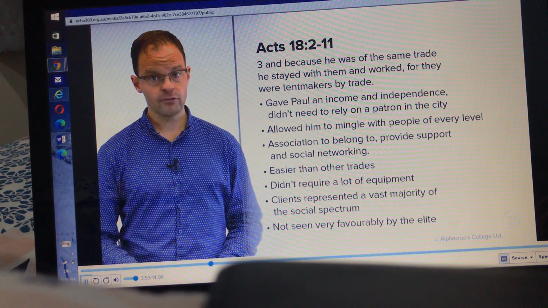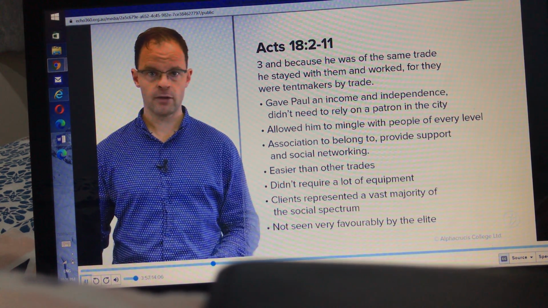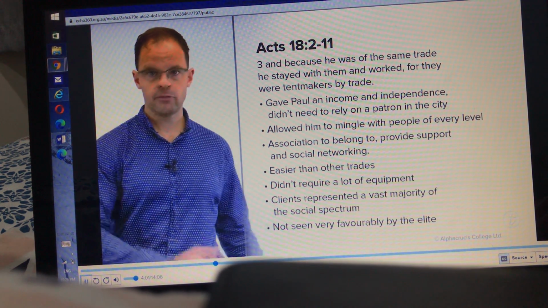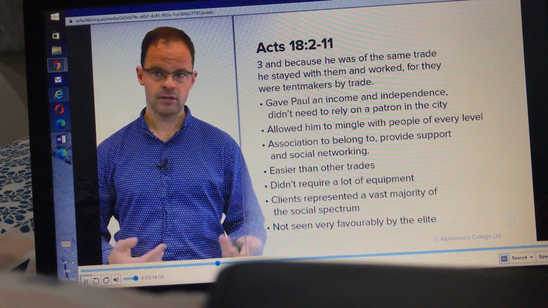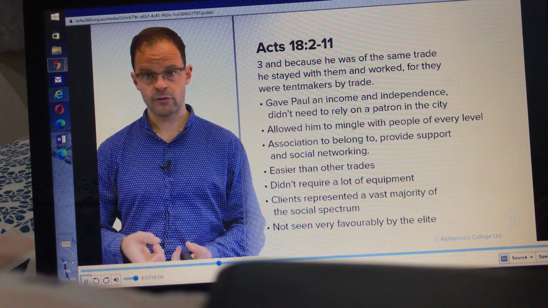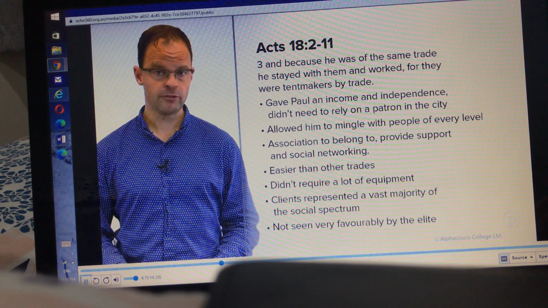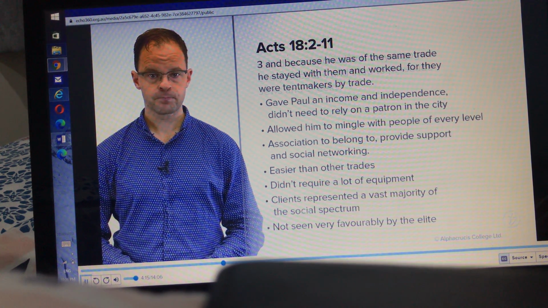As far as a trade's concerned, it's a lot easier than being a metal worker. I mean, could you imagine traveling around? I'm a traveling blacksmith, I've got my anvil and all my hammers. It's just not going to happen. If you're a leather worker, you need some thread, you need some needles, you need a very small kit. It's a very mobile trade to have. So it's perfect for Paul. It's the ideal sort of trade for him to take with him.